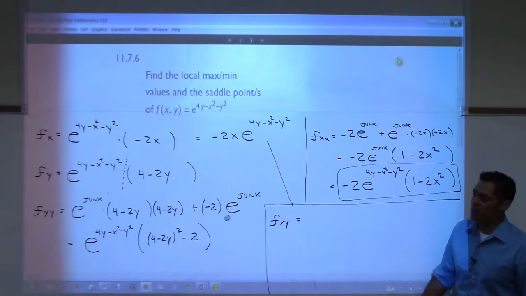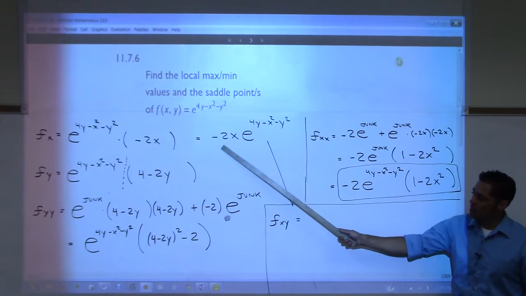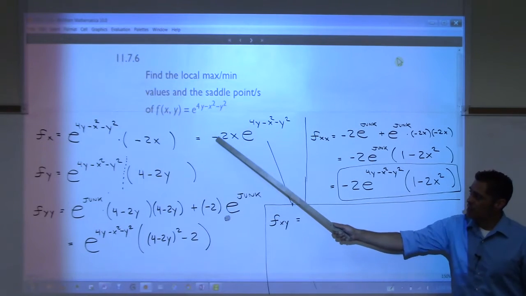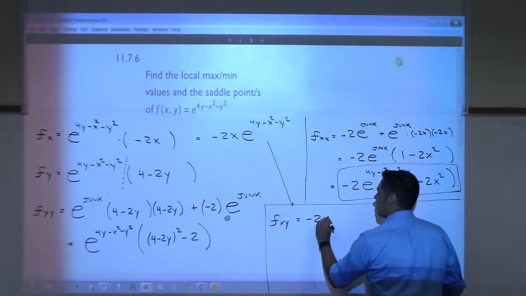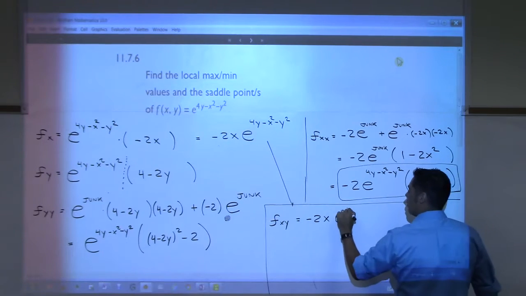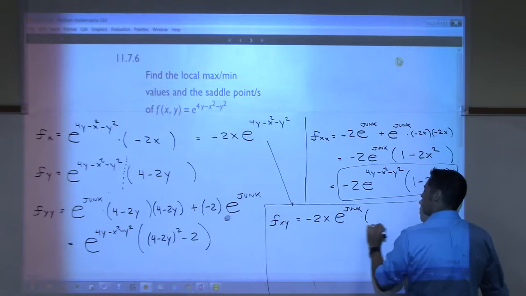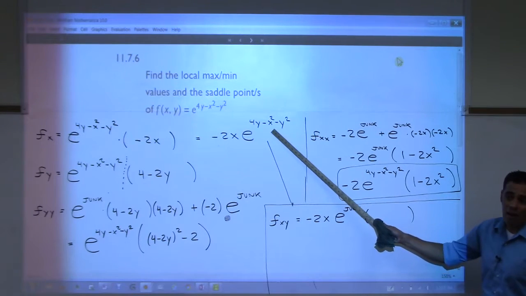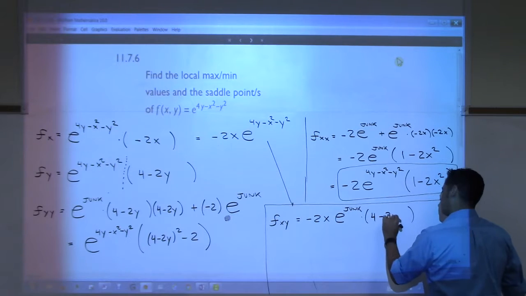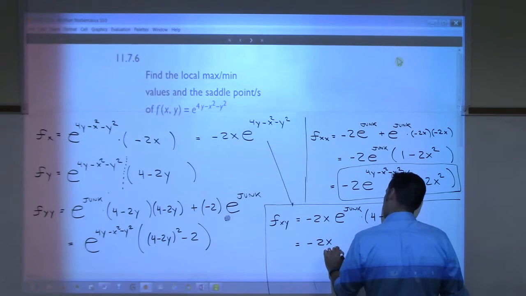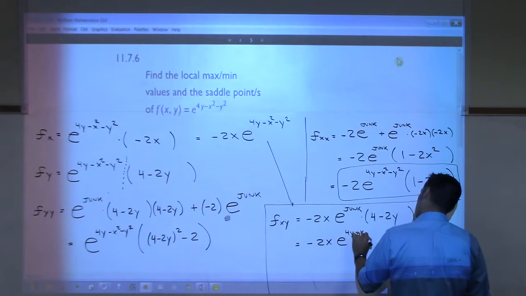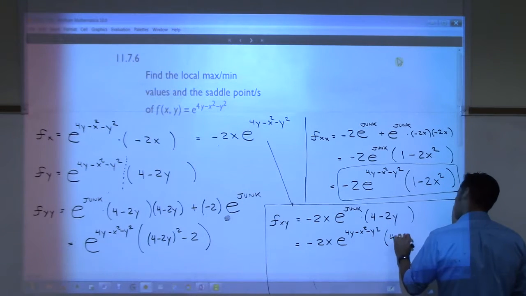There's no product rule necessary because negative 2x is a constant, right? So this is a constant sitting in front of a function. So my derivative with respect to y should be negative 2x, e to all that junk, but then times the derivative of what's up here with respect to y, 4 minus 2y. No product rule. Everyone understand why there's not? Okay. So negative 2x e to the 4y minus x squared minus y squared times 4 minus 2y.